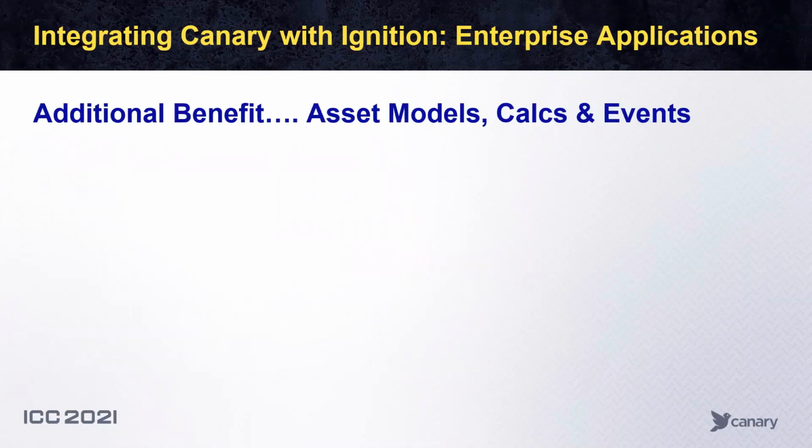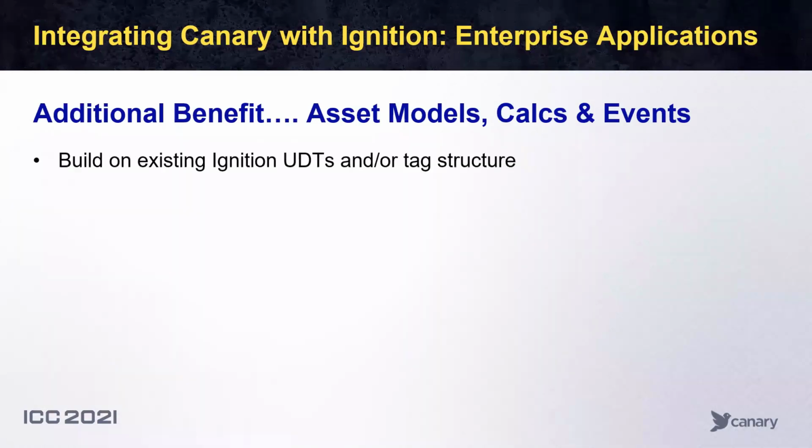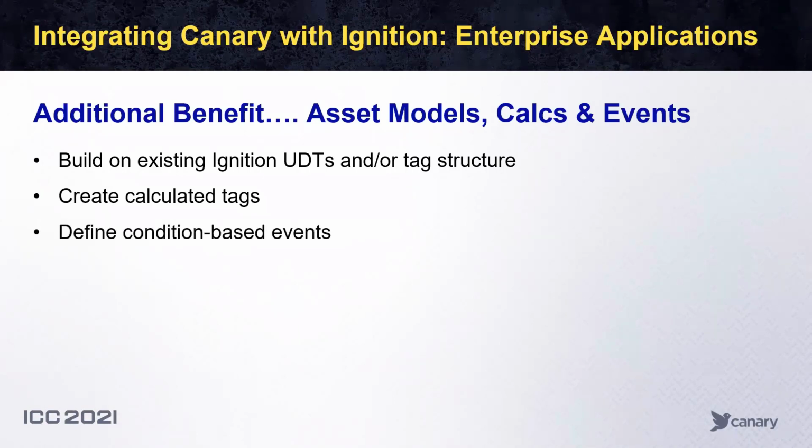But in addition to solving that problem, the power of our why is that there's some other benefits you can pick up, such as the ability to build on top of the work you've already done in Ignition with your UDTs, or taking your basic parent-child folder tag structure and translating that into asset models inside of Canary. Once those asset models are built, you can create new calculated tags based on assets. We can define events based on asset conditions. And most importantly, that data does not stay siloed inside of Canary because we can feed it back into Ignition as live tags, as well, of course, as tag history.